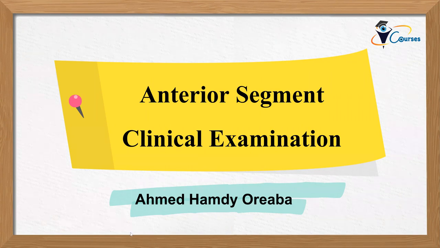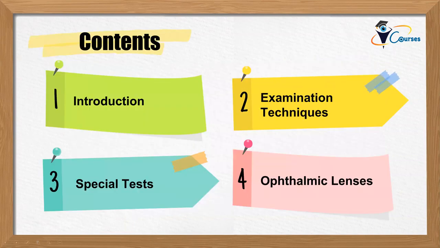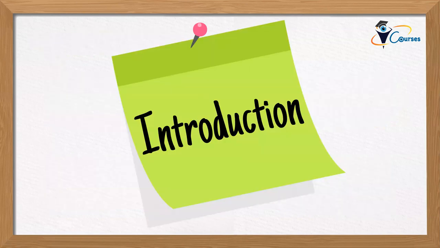Because the rule is simple: if you see well, you will do well. If you cannot see what you are examining, then you are unlikely to reach a correct diagnosis and the correct management. So here we start. What are the contents of this lecture? We'll start with some introduction about the slit lamp, then examination techniques, some special tasks, and finally, we will cover the ophthalmic lenses.